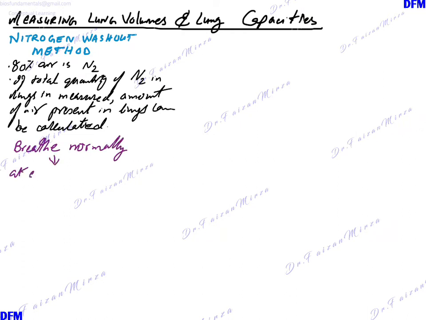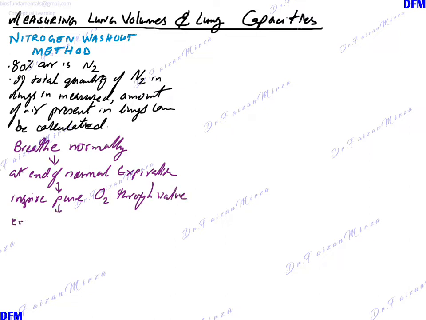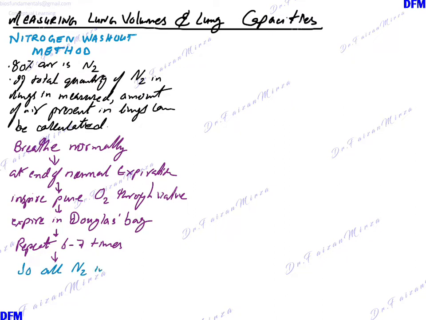How is this procedure done? The subject breathes normally, and at the end of normal expiration, the subject then inspires pure oxygen through a valve, and after inspiring, the person exhales the air into a bag called the Douglas bag. So the inspired air is pure oxygen through a valve, and the exhaled air is sent into the Douglas bag. This is repeated 6 to 7 times. So all the nitrogen in the lungs which was present initially is displaced by pure oxygen, and all the exhaled air is collected in the Douglas bag.